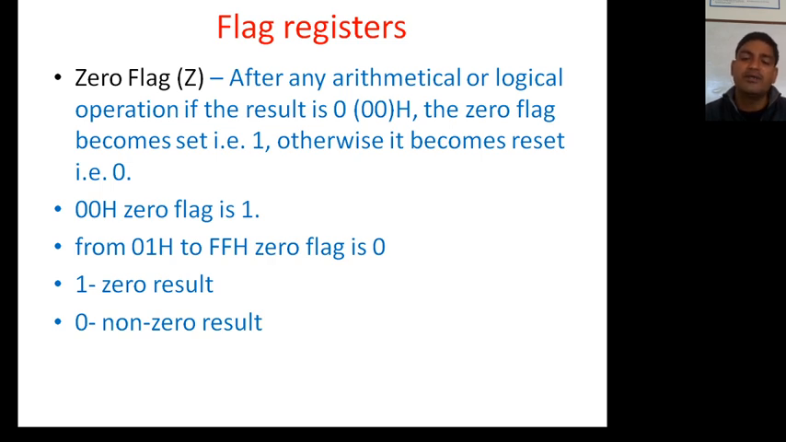Now 1 minus 1 is 0. Now the zero flag is set. It means when the zero flag is set, it will terminate from the loop. So this zero flag is very useful when you implement any loop in an assembly language program.